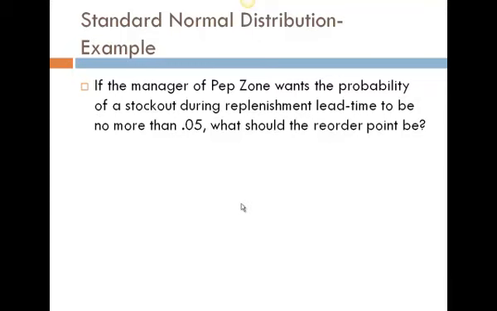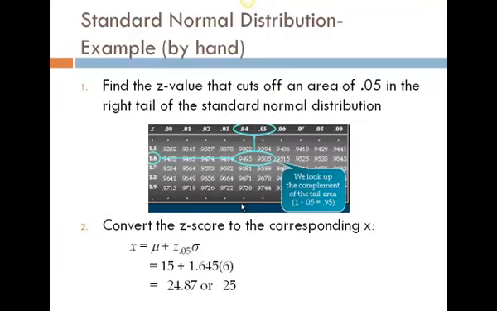Now, if the manager of PEP zone wants the probability of a stock out during replenishment lead time to be no more than 0.05 or 5%, what should the reorder point be? So his goal is to get less than 5%. What we need to do is look up 5% in the table, find the area corresponding to 5%, and then convert that back to an x value by plugging into our formula here.